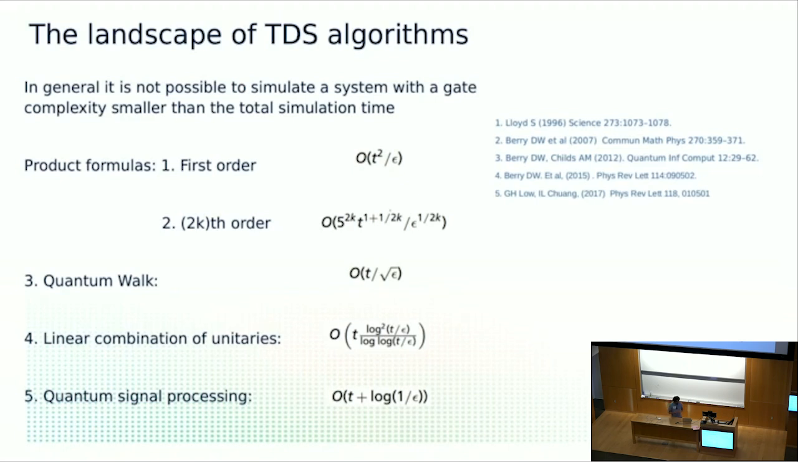We know their scaling in general. So here is just a sample of them. There are product formulas, which we have heard a lot about before. There's the quantum Gao algorithm, or linear combination of unitaries, which inherits this nice scaling just because the Taylor expansion is a great approximation of the exponential. Or we have quantum signal processing, which in some sense achieves the best that we can have in general.